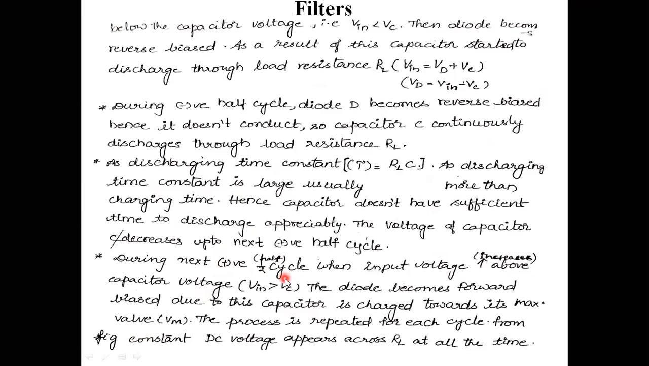During positive half cycle, when input voltage increases above the capacitor voltage, Vin greater than Vc, diode becomes forward biased. Due to this, capacitor is charged towards its maximum value Vm. This process is repeated in each half cycle. A constant DC voltage appears across RL for all the time.